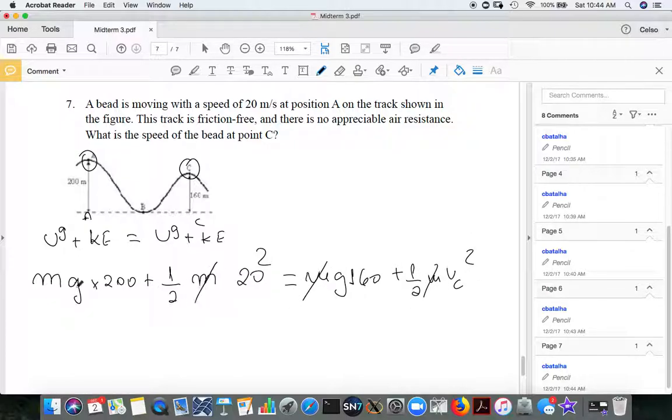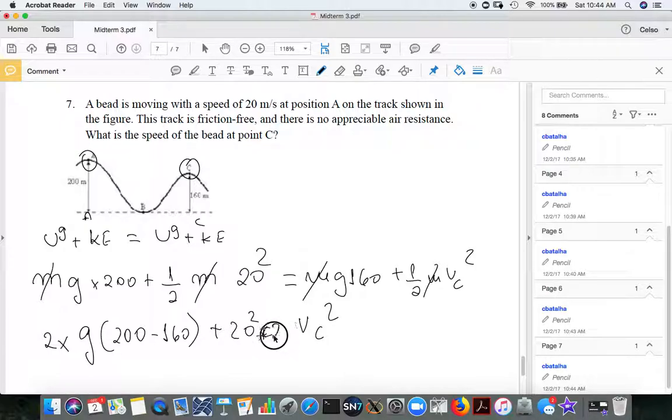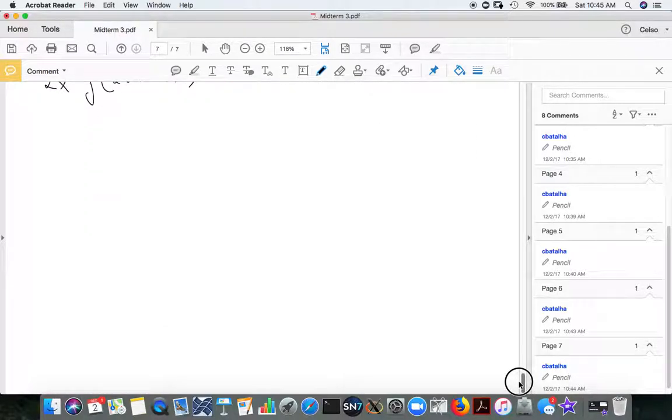Mass is a common factor to all these terms, and then you can eliminate that. And then g, then multiply 200 minus 160 times 2, right? Plus 20 squared is equal to vC squared. In fact, plus 20 squared times 2, because I have this factor 2. And then we can solve for vC. So this is 400, this is 800, and then you have your g, and then the problem is solved. And pretty much that's it.